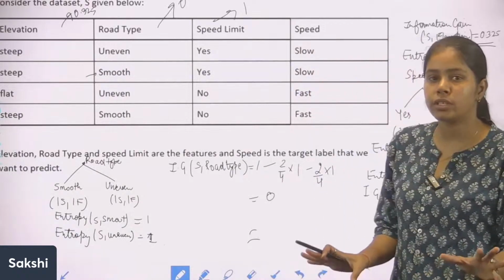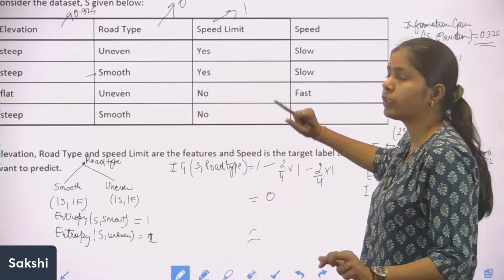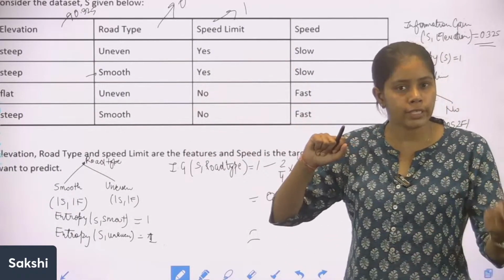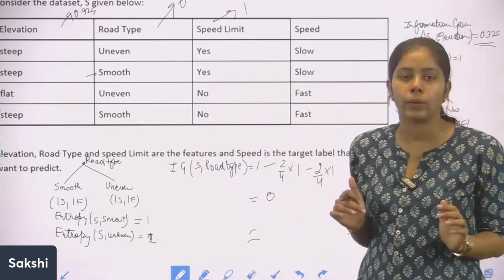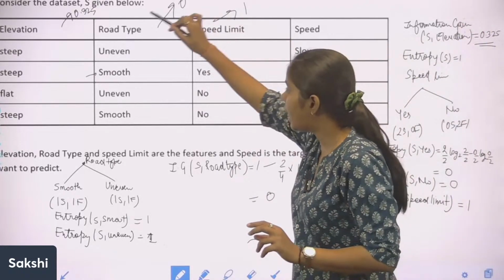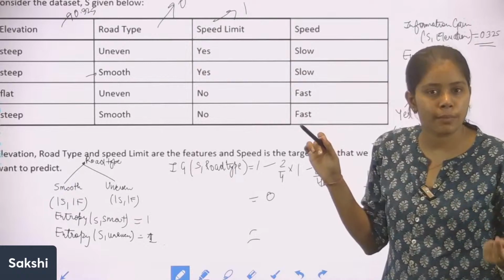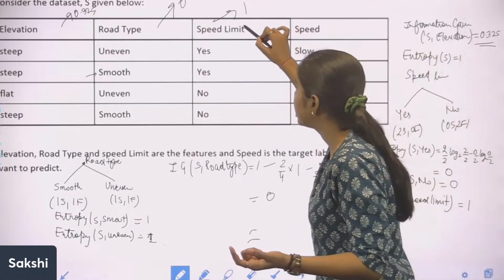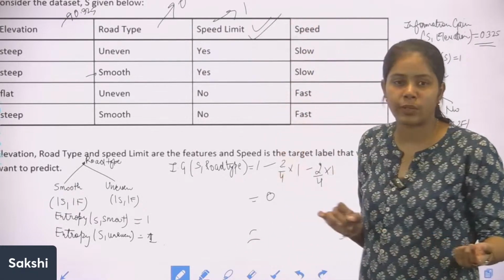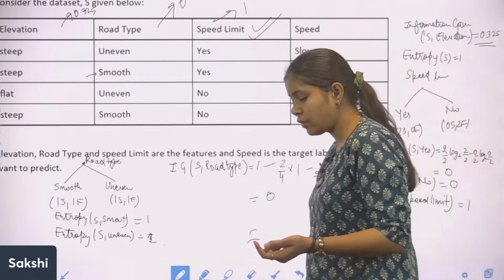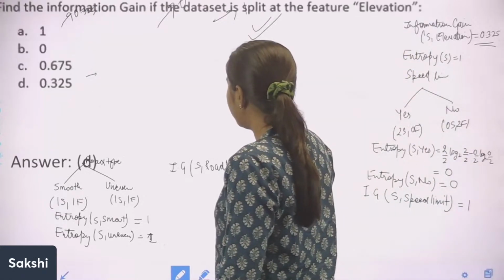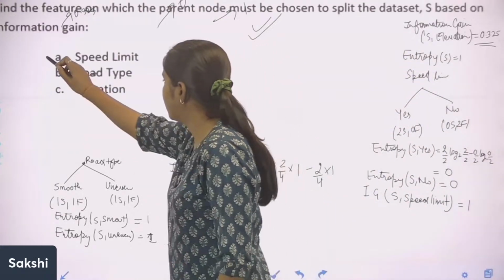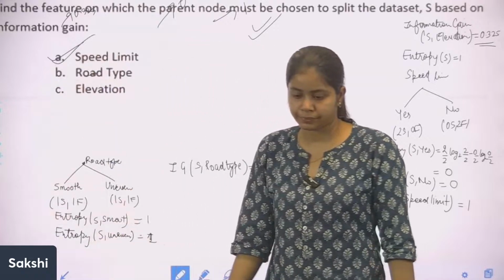Now they asked me to decide which feature I am going to use for the decision tree for a particular initial node, right? For the initial node I'll choose the feature which has maximum information gain, and in this case I am getting maximum information gain in the case of speed limit. So speed limit is the feature which I'm going to use for my initial node, right? So option A is correct.